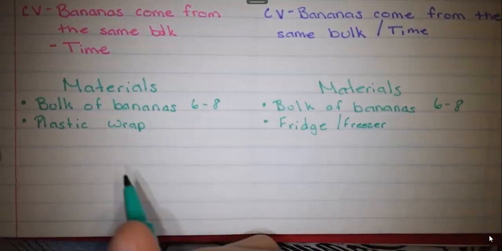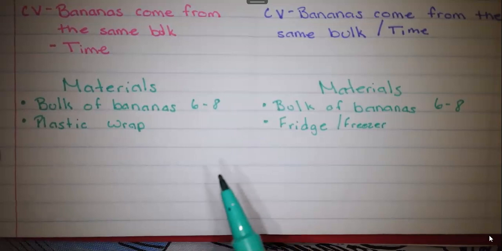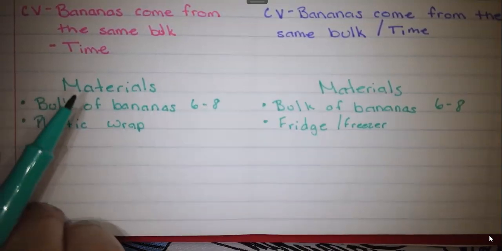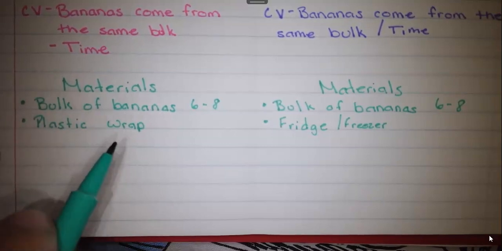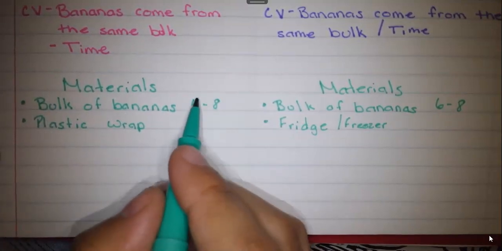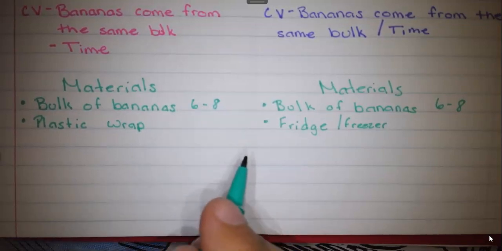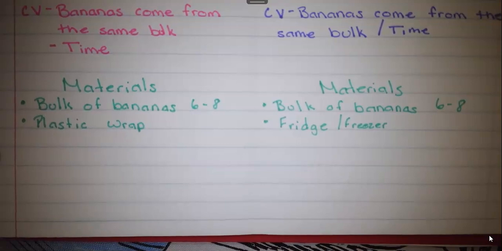Okay, now when it comes to procedures, right? What I'm going to do here is I'm going to separate, let's say my bulk is of 6 bananas. I'm going to take 3 of them, and together as a bulk, I'm going to wrap that plastic, that top part of the banana. And then I'm going to separate the 3 bananas that are left over, and I'm going to wrap those individually.